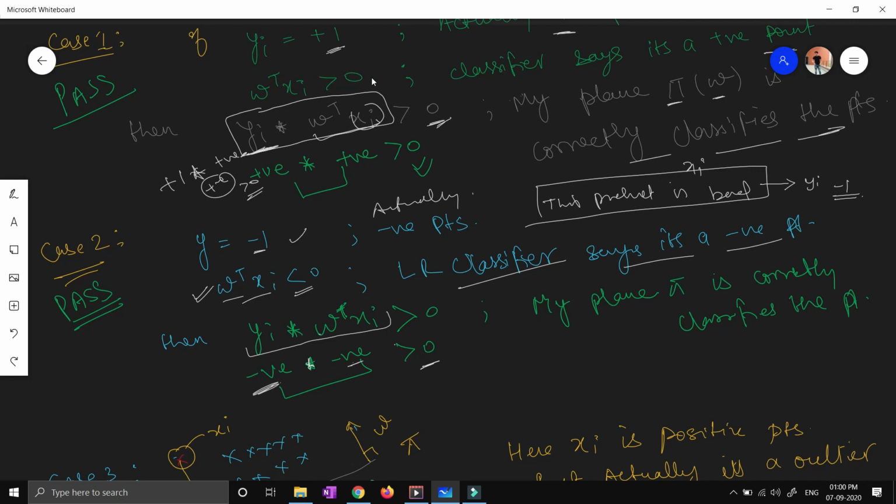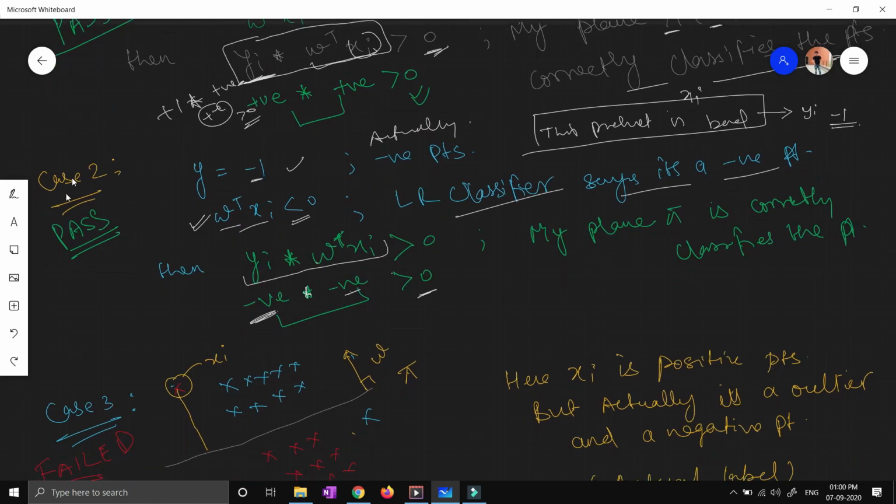My classifier says, so this is my case 1, that okay, it's a positive. My classifier also says that it's a positive, and actually it's a positive, and I have calculated the yi into w transpose xi term, and because positive into positive will be positive, it is greater than 0. So I'll say that okay, it correctly classifies the point. My plane pi correctly classifies the point.